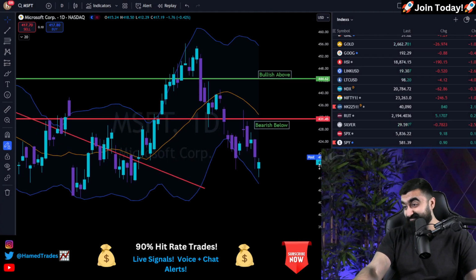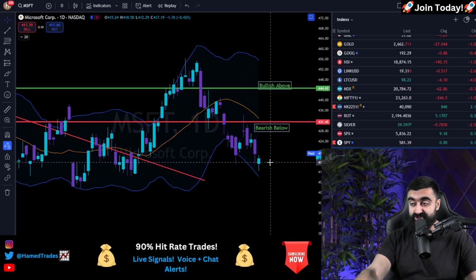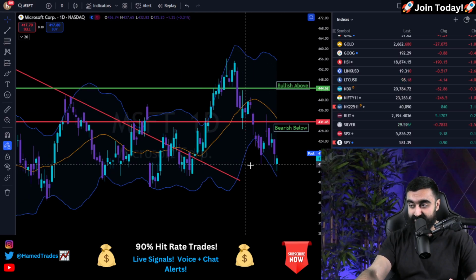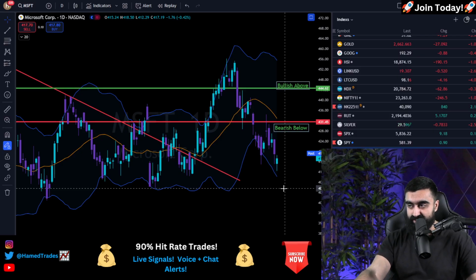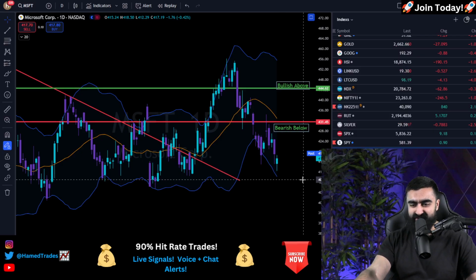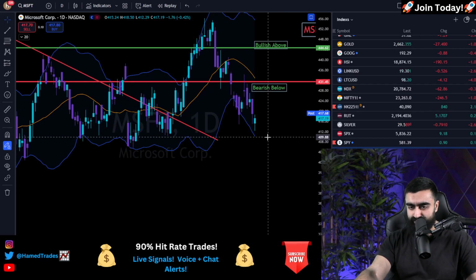We could take a look at the rest of the large tech stocks. Microsoft doesn't look that great. This is not your average bottoming out process. Microsoft still looks like it has more room to go. A break of 410 is still very, very easy. It's still on the table for Microsoft here.